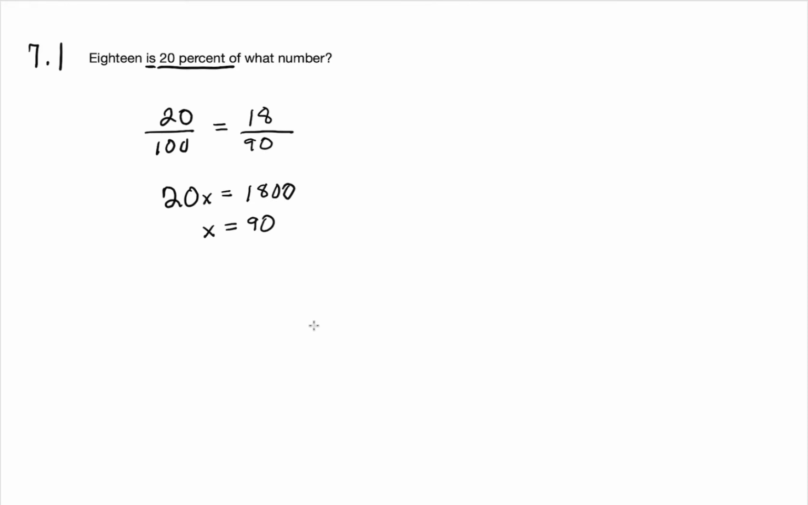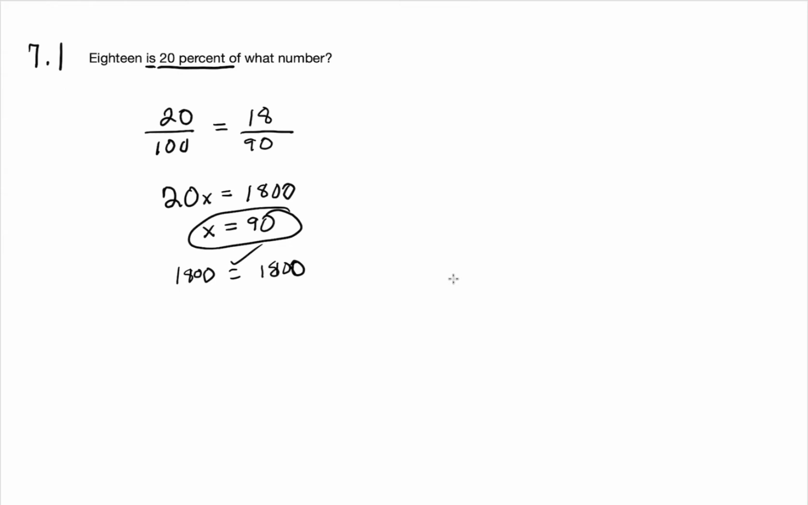Easy peasy. And the way we check our work is by putting 90 where the x is and then cross multiplying. 20 times 90 is 1800. 100 times 18 is 1800. And when they both are the same number, we know that this is correct. All right, that's how we check a percentage problem.